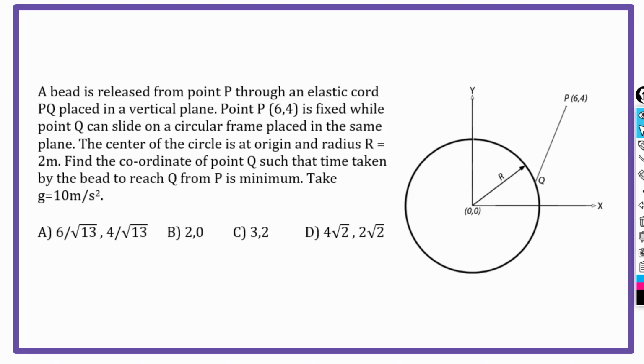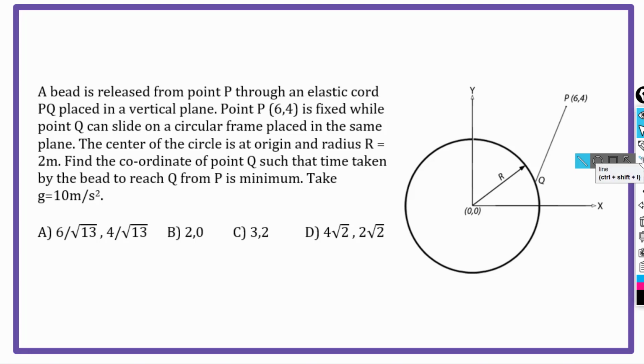The question says, a bead is released from point P through an elastic cord PQ placed in a vertical plane. Point P is fixed while point Q can slide on a circular frame placed in the same plane. The center of the circle is at the origin and its radius is 2 meters. Find the coordinates of point Q such that the time taken by the bead to reach Q from P is the minimum. I have given you 4 options also, so you can mark the correct one.